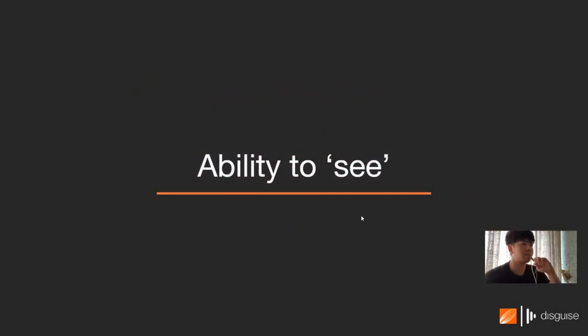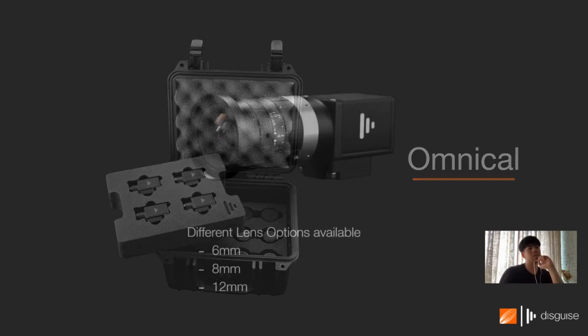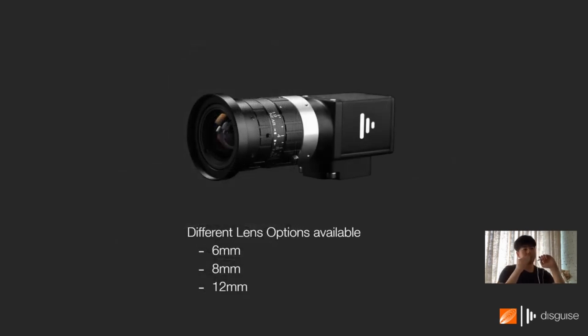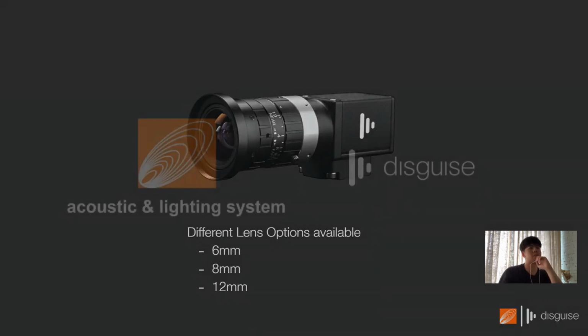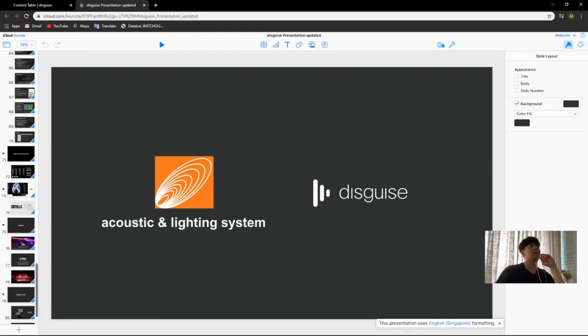Right. Last one more thing is OmniCal. This is the OmniCal kit that I used at the Art Science Museum in Singapore. It is actually a small industrial camera with different lens options like 6mm, 8mm, and 12mm. That's the end of my presentation of the introduction.